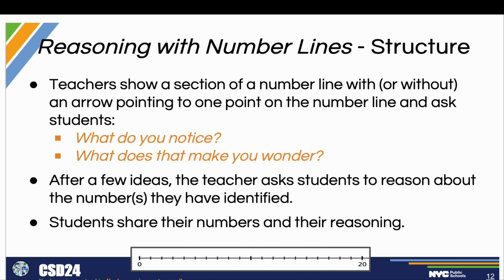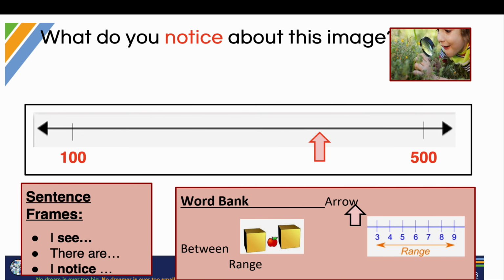What we did was we worked with a number line and we did a what do you notice and what do you wonder activity. Basically, they gave us a blank number line as an example of what we can do in the classroom. And this is the example. What do you notice about this image? I like that they put sentence frames here. I see, there are, I notice. So allowing kids to fill that in writing or in speech, and the word bank.